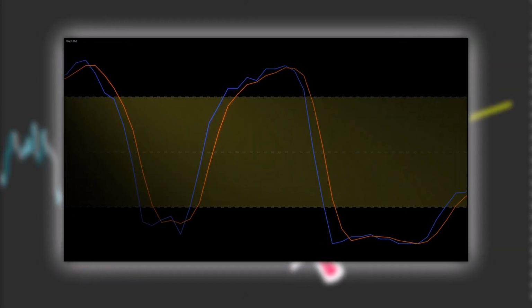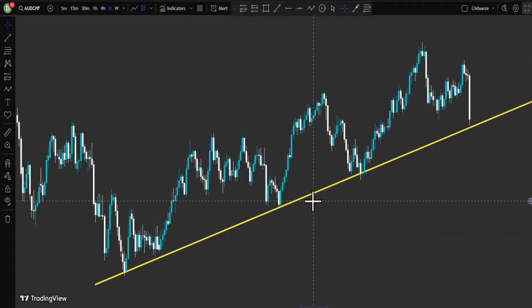Secondly, we want to use the stochastic RSI for trade confirmation. Now, here's where it gets powerful. I don't just rely on trend lines alone. I combine them with an indicator called the stochastic RSI to filter out bad trades and boost accuracy.